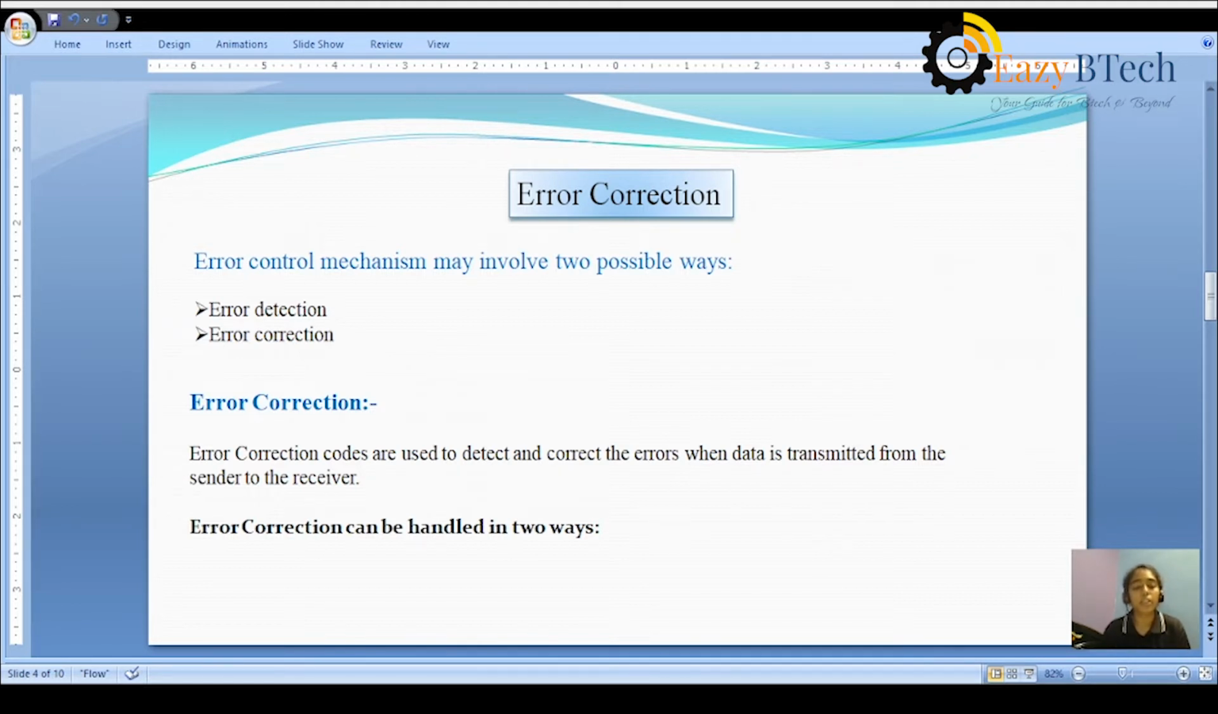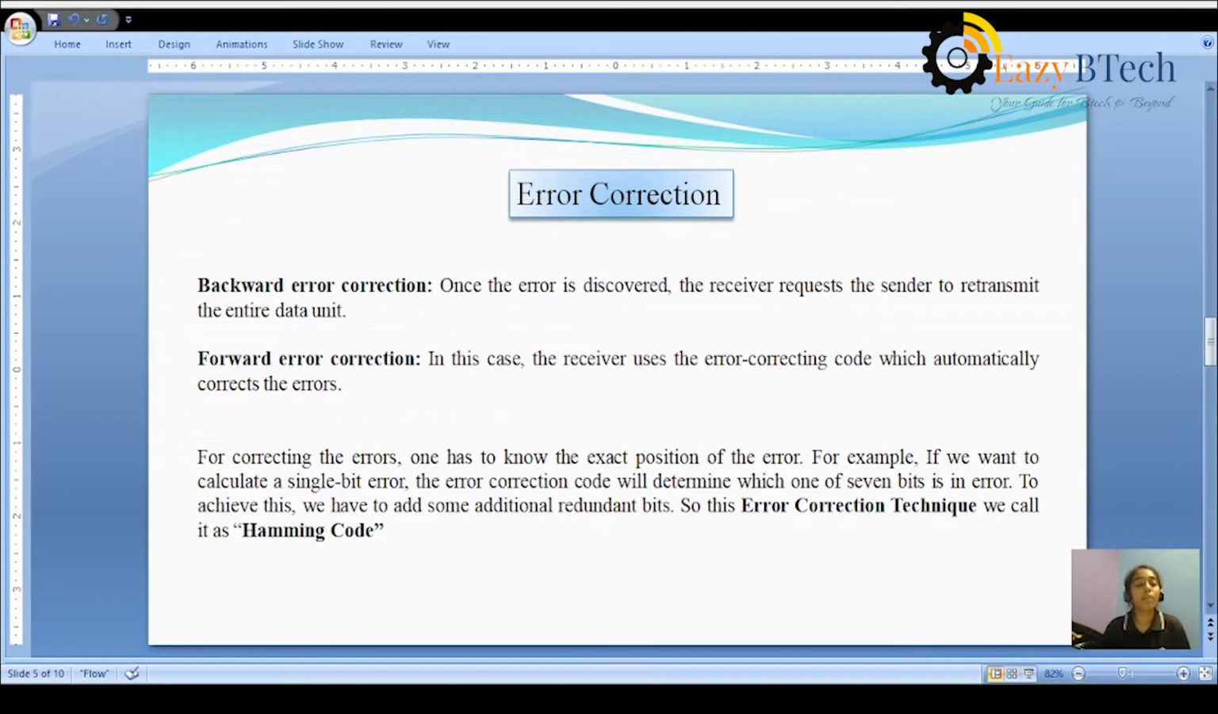Error correction codes. What is the purpose of error correction codes? The error correction codes are used to detect and correct the errors when data is transmitted from sender to receiver. In this also, the error correction mechanism handles two possible ways. We have two types of corrections: backward error correction and forward error correction.